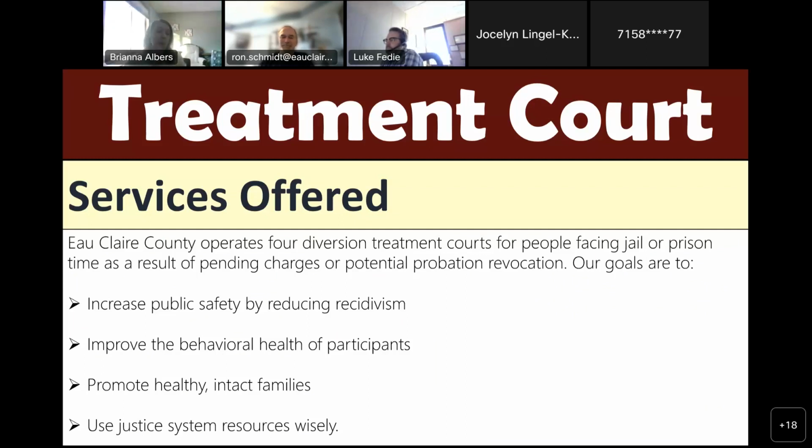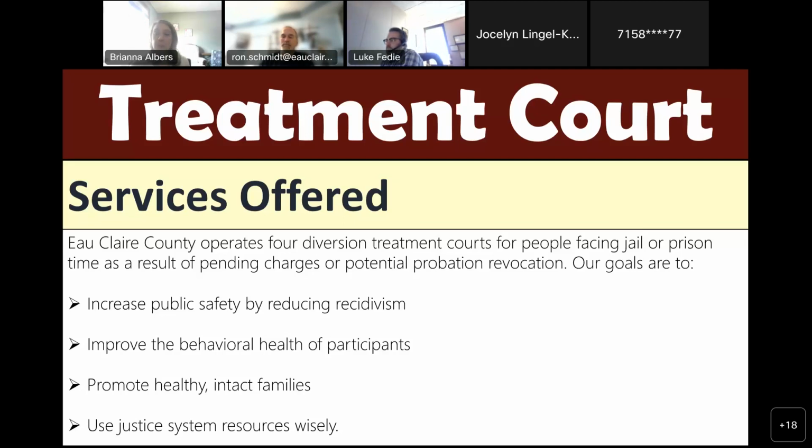Speaking about that is, how is our program funded? So we received 2 grants, which fund the vast majority of our program. Those are the Treatment Alternatives and Diversion Grant, known as the TAD grant, through the Department of Justice. This pays for the supervisor's salary, one of our case manager's salaries, room and board for residential treatment, all of our drug screens for our clients, and other various things.